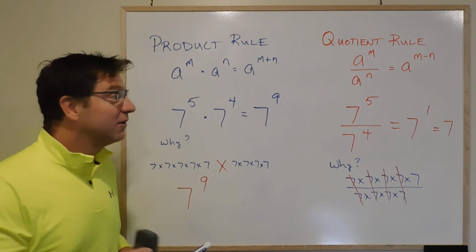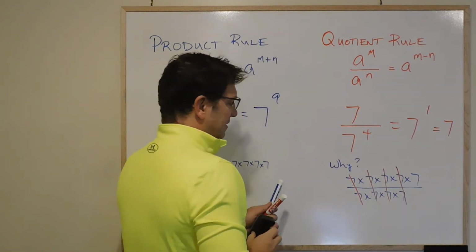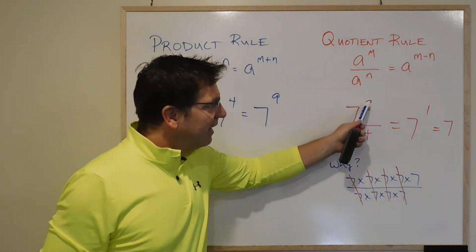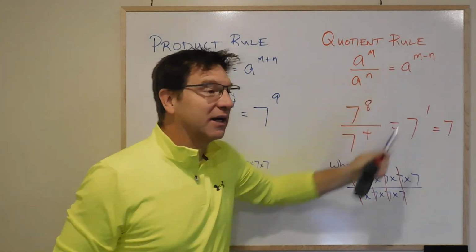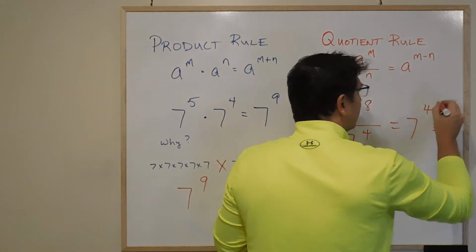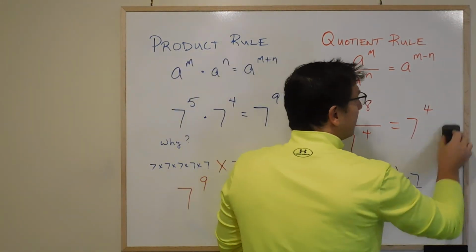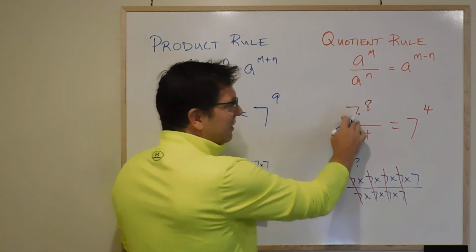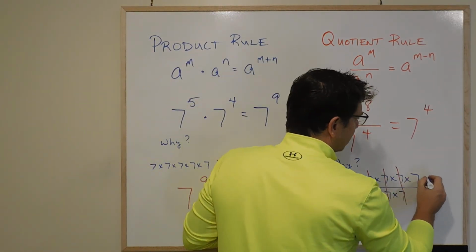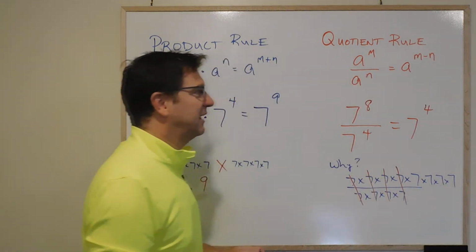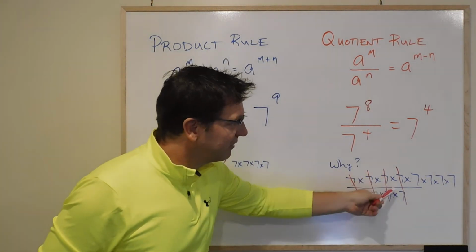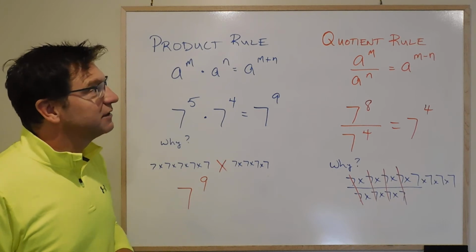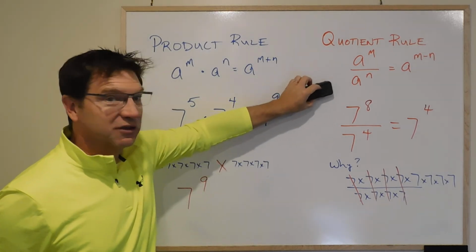Okay? I'm going to make a slight change. What if this was 7 to the 8, right? Well, we would have 8 minus 4 because it's division, so we're subtracting. 8 minus 4 is 4, which would give me 7 to the 4, right? Which would no longer be equal to 7, it'd be equal to 7 to the 4th. Following along with why, 7 to the 8 would be 1, 2, 3, 4, 5, 6, 7, 8. But using the same get rid of the 7s logic, I would be left with 4 of them. And that would be 7 to the 4. Okay? So there's lots of little pieces, but the key is that these bases are the same.